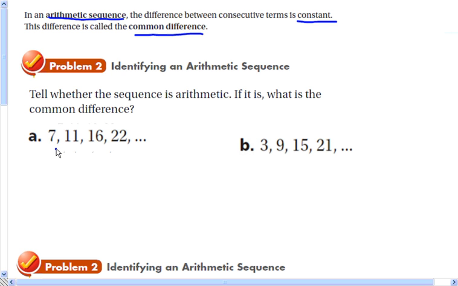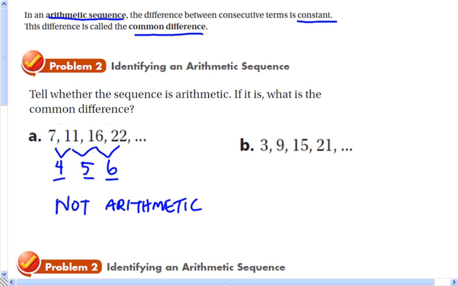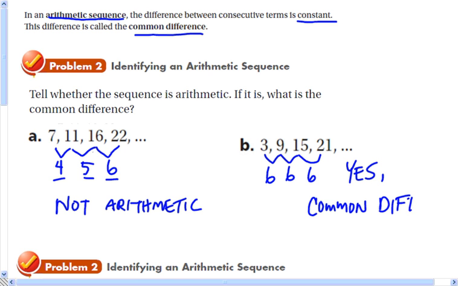So what we want to do is subtract the numbers. 7 minus 11 is 4, 16 minus 11 is 5, 22 minus 16 is 6. Since these numbers are not equal to each other, there is no common difference. So we're going to say, no, it's not arithmetic. The second one, 9 minus 3 is 6, 15 minus 9 is 6, 21 minus 15 is 6. There is a common difference, so we're going to say yes. This one's arithmetic, and the common difference is 6. All right, go ahead and try that.